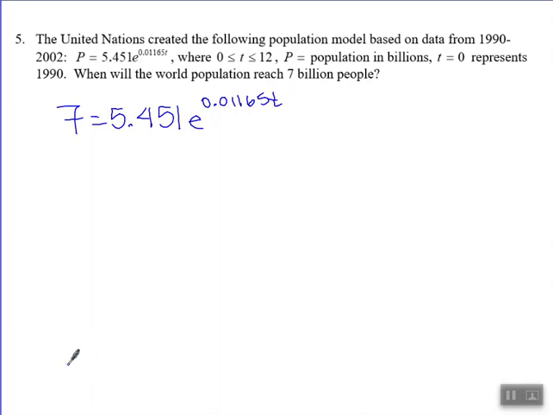And we just solve like we have on the other problems. We need to start by dividing both sides by 5.451, which if you type that in the calculator, gives you 1.284, and the decimal continues. I'm not going to round this value here because that's going to make our final answer less accurate. So when I type things in the calculator, I will use the whole decimal.